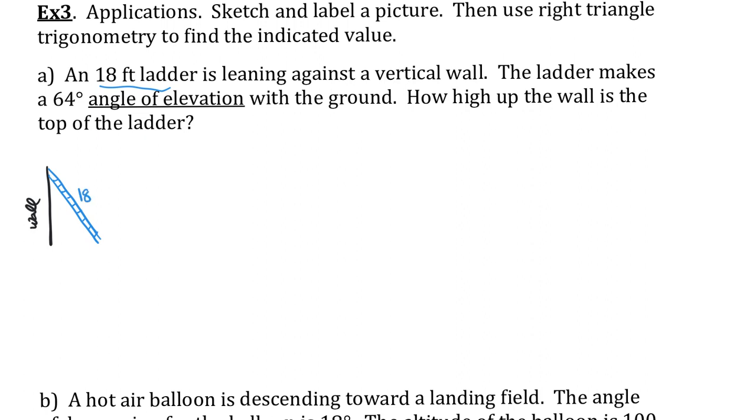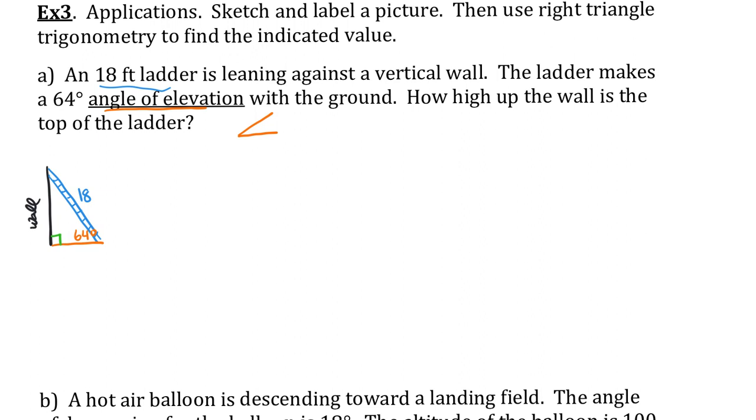The ladder makes a 64-degree angle of elevation. Angle of elevation is always from the ground. So it's always going to be coming from the ground. So if it's coming from the ground, it's got to be here. It couldn't be this one because that looks like a right angle, because your wall should be at a right angle, which is good because this looks like a triangle.